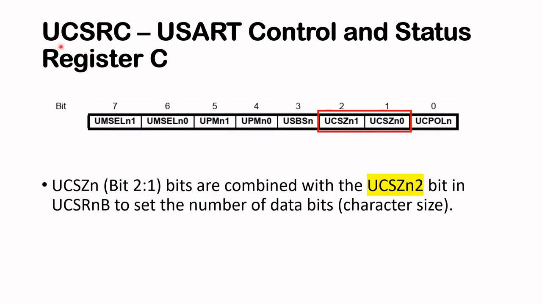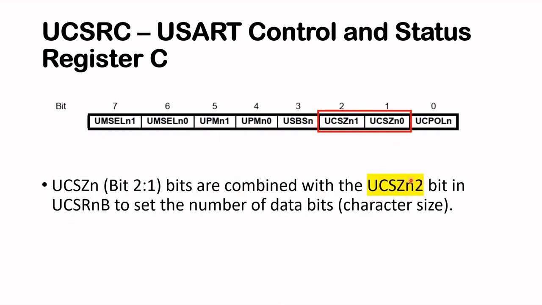Okay, so the next one is the UCSRC. That is the USART control and status register C. Again, this is an 8-bit register. I'd like to focus our attention on bit 1 and bit 2, that is the UCSZ. Let's look at this one first, UCSZn0, and then this is the UCSZn1.